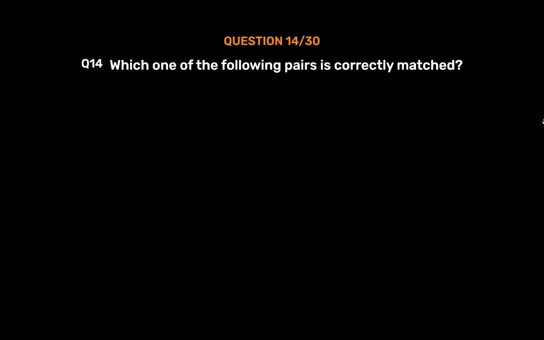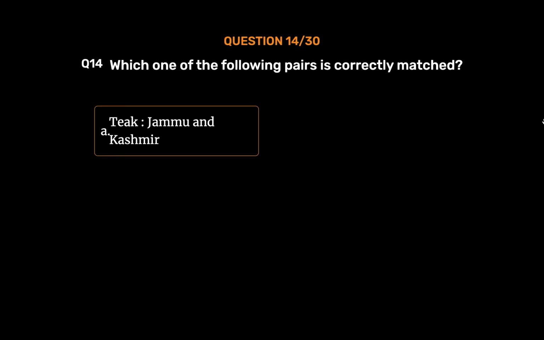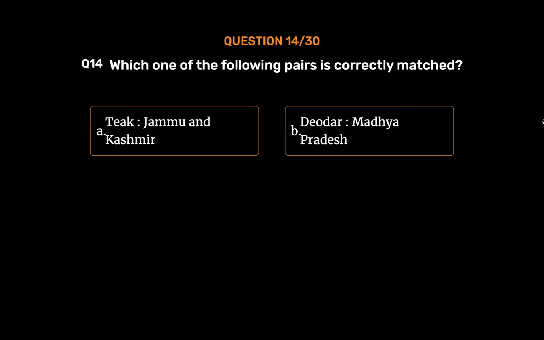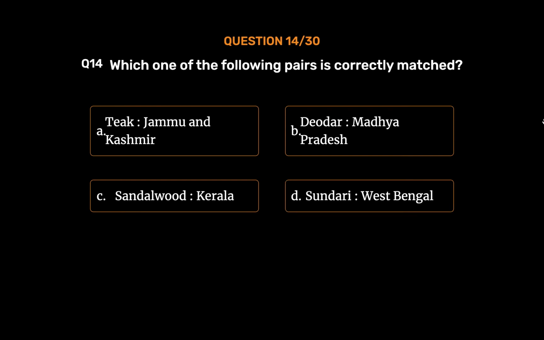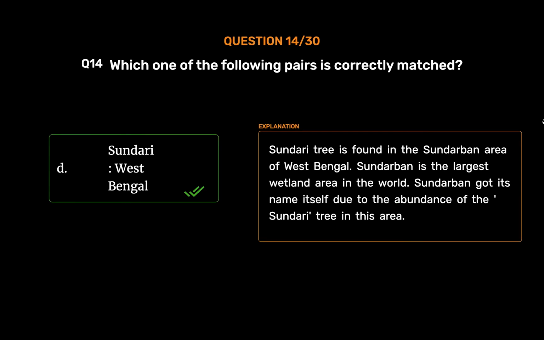Question number 14. Which one of the following pairs is correctly matched? Option A. Teak, Jammu and Kashmir. Option B. Deodar, Madhya Pradesh. Option C. Sandalwood, Kerala. Option D. Sundari, West Bengal. The correct answer is Option D. Sundari, West Bengal. Sundari tree is found in the Sundarban area of West Bengal. Sundarban is the largest wetland area in the world. Sundarban got its name due to the abundance of the Sundari tree in this area.